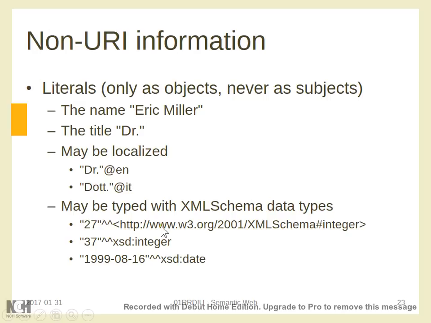Or we can constrain this literal through a hat symbol, so twice the accent sign, followed by the name of a URI of an XML schema data type declaration. It doesn't change the nature of the object, of the literal. 27 is still a string, better a literal, because strings are no notion in RDF. But they are literals whose syntax should conform to this declaration as well. So it's just a constraint on the form of the literal. We are not introducing integers into RDF. They are all literals.